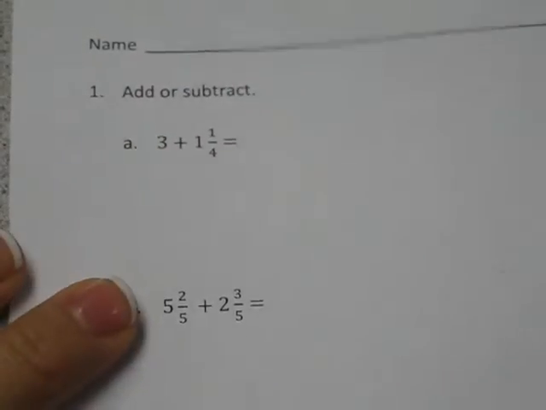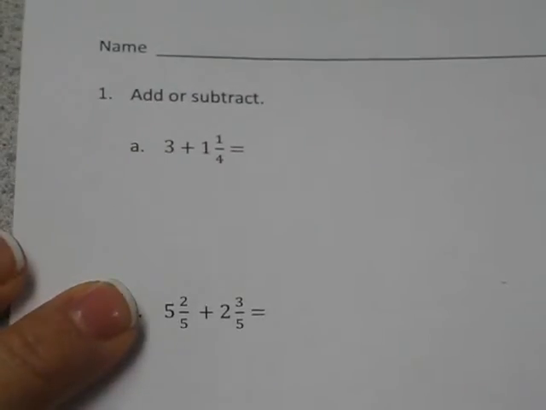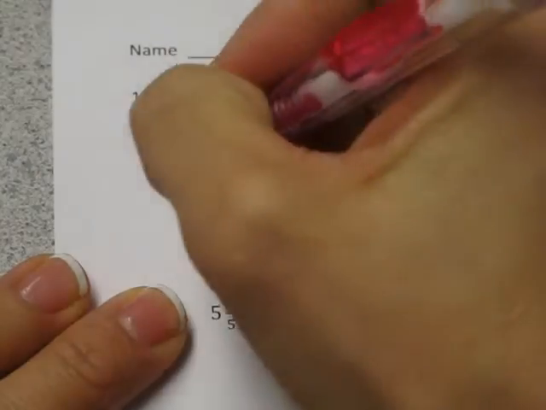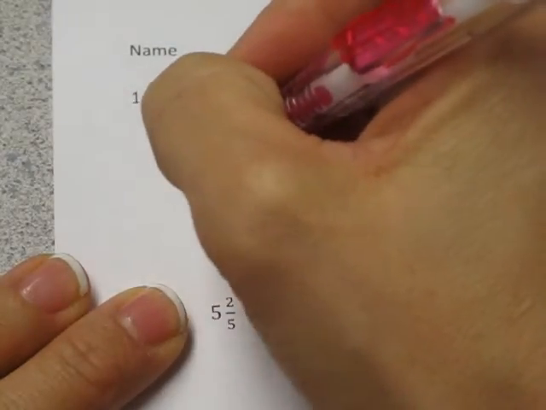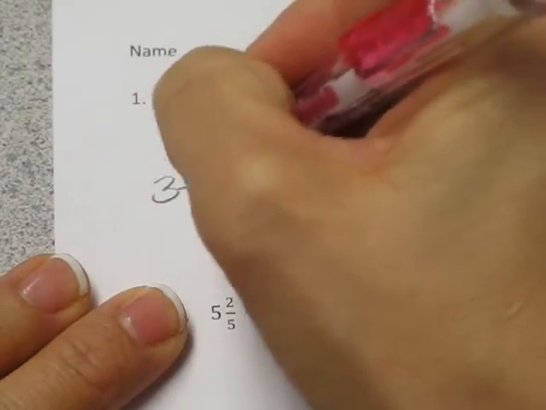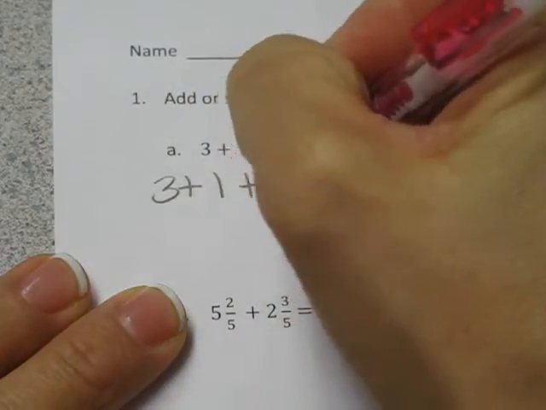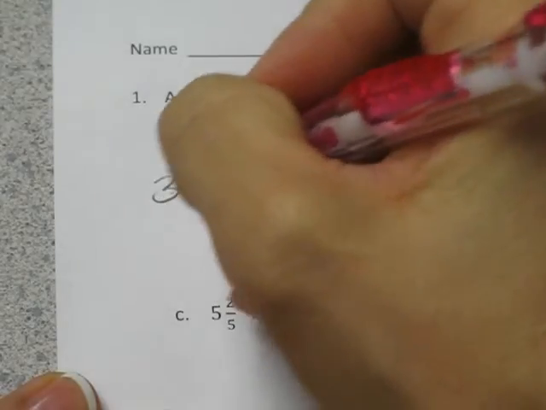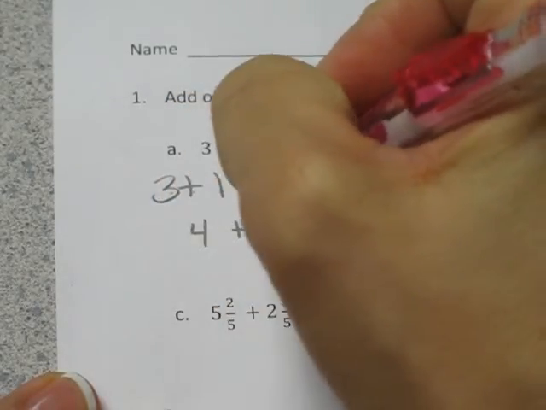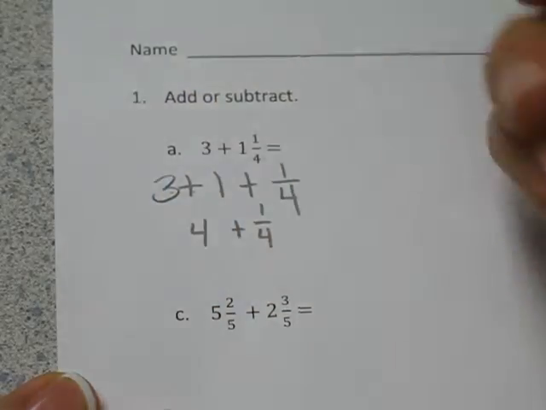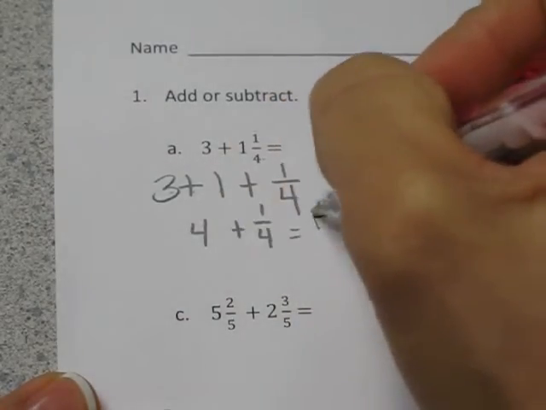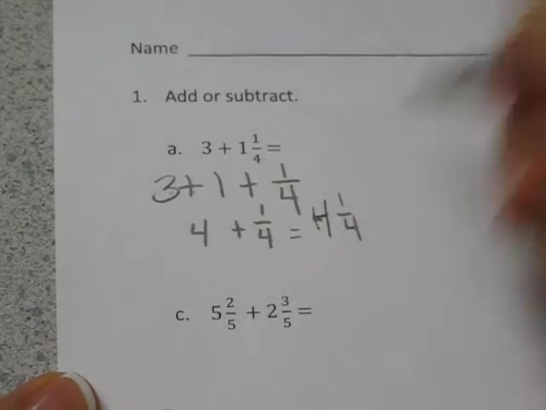Okay, this is Module 3, Lesson 8. Homework, 3 plus 1 1/4. We're going to break up our wholes. 3 plus 1 plus 1/4. Add my whole numbers. 3 plus 1 is 4, plus my 1/4. So 4 plus 1/4 is 4 1/4.